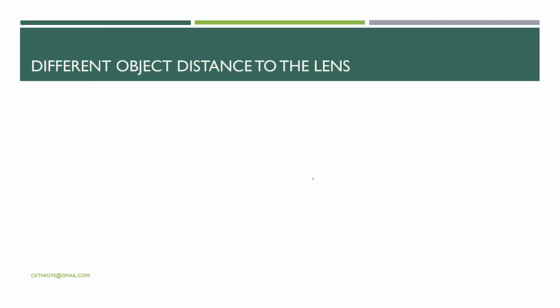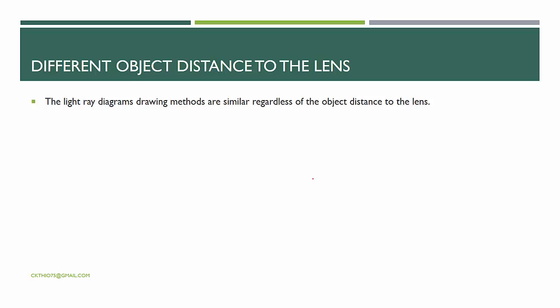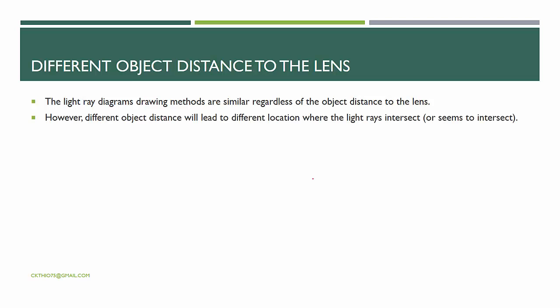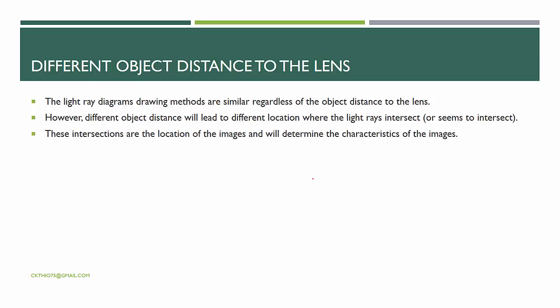So right now we'll explore different object distances to the lens. The light ray diagram drawing methods are actually very similar regardless of the object distance to the lens. But of course different object distances will lead to different locations of the image where the light rays will intersect. And these intersections are the location of the image and will determine the characteristics of these images.